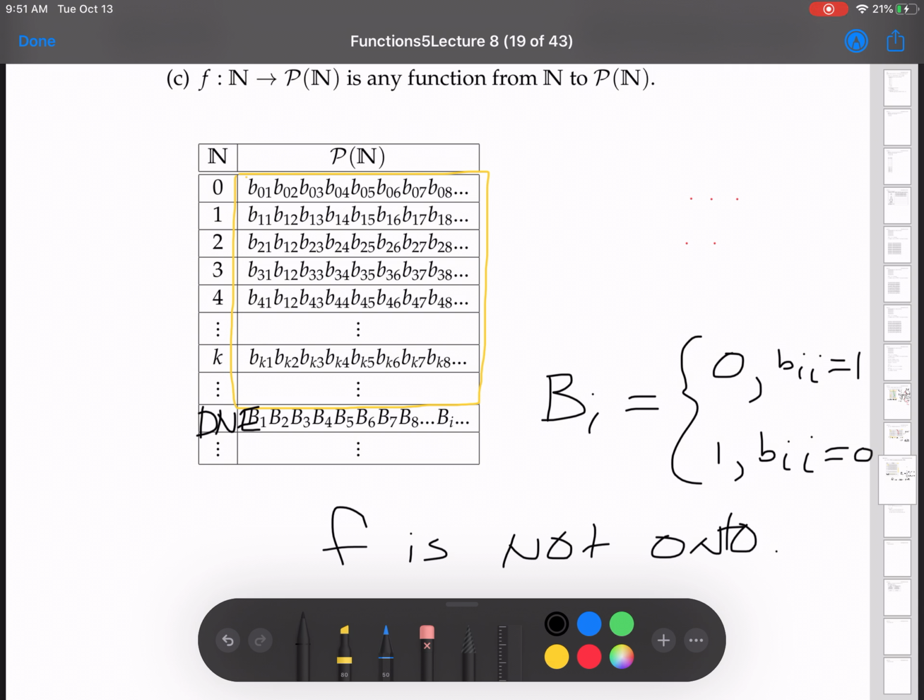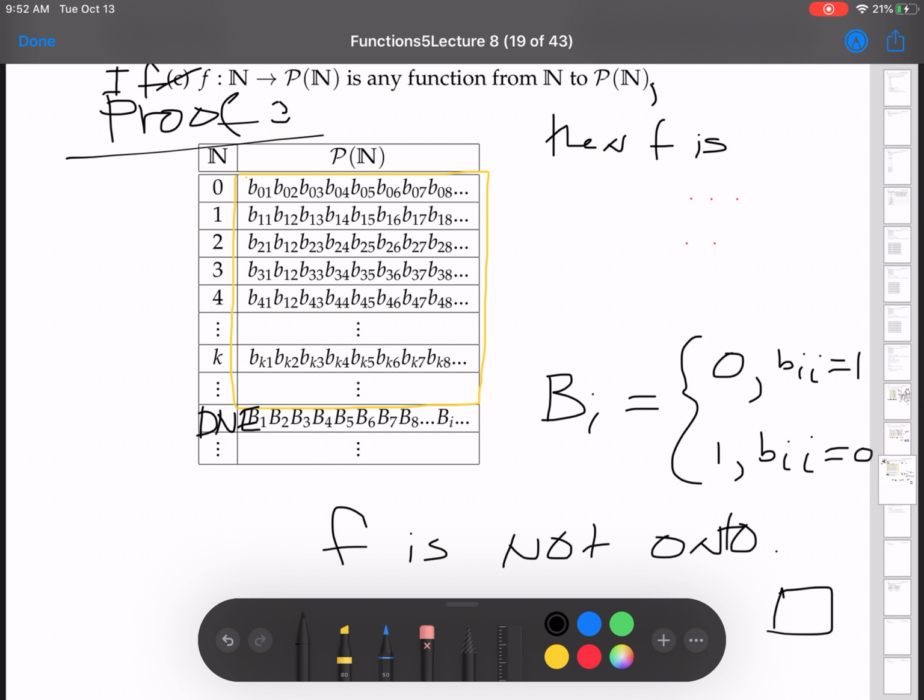Now you could consider this a proof if you want. I didn't write everything out, but I explained every piece of the proof. So now we can take it as fact that any function from the natural numbers to the power set of the natural numbers is not onto. So I guess I should say, if f is any function from the natural numbers to the power set, then f is not onto. Okay, I proved that statement.